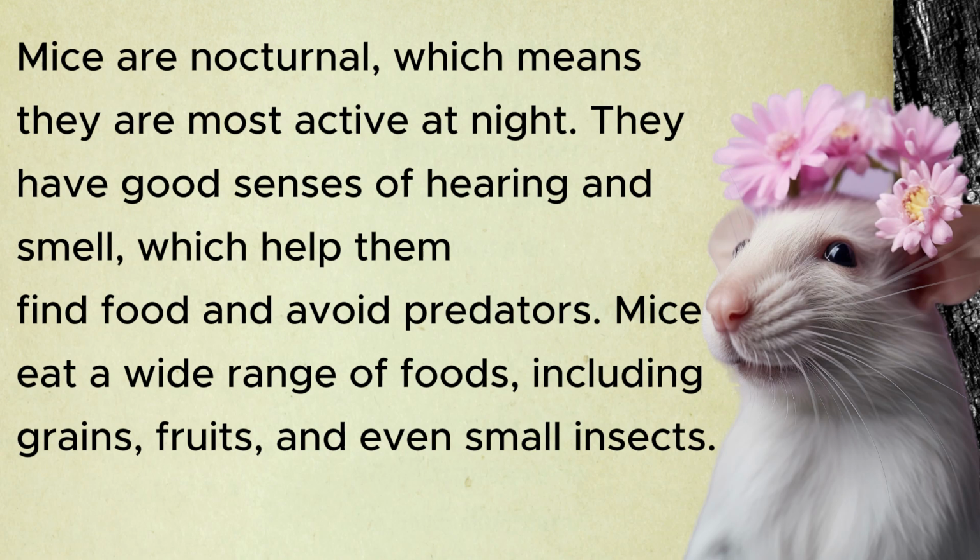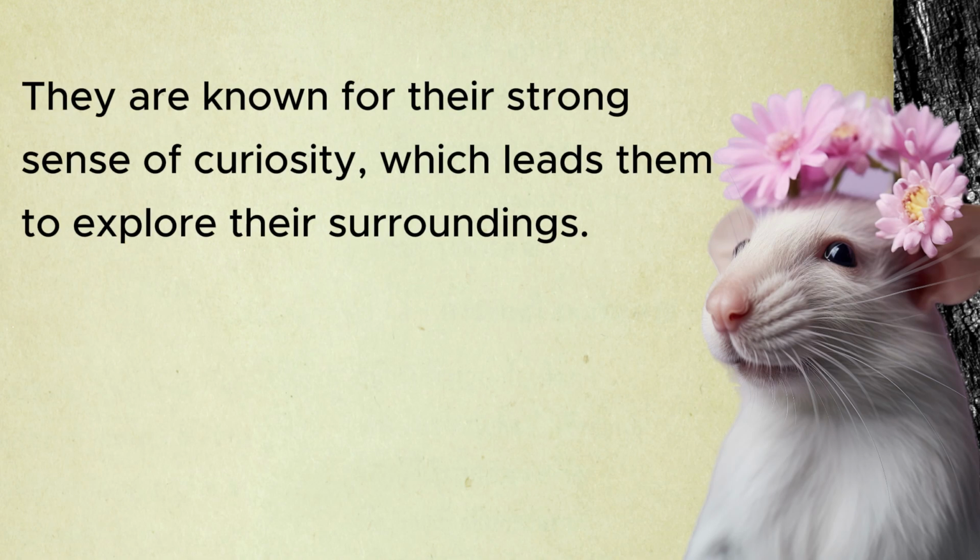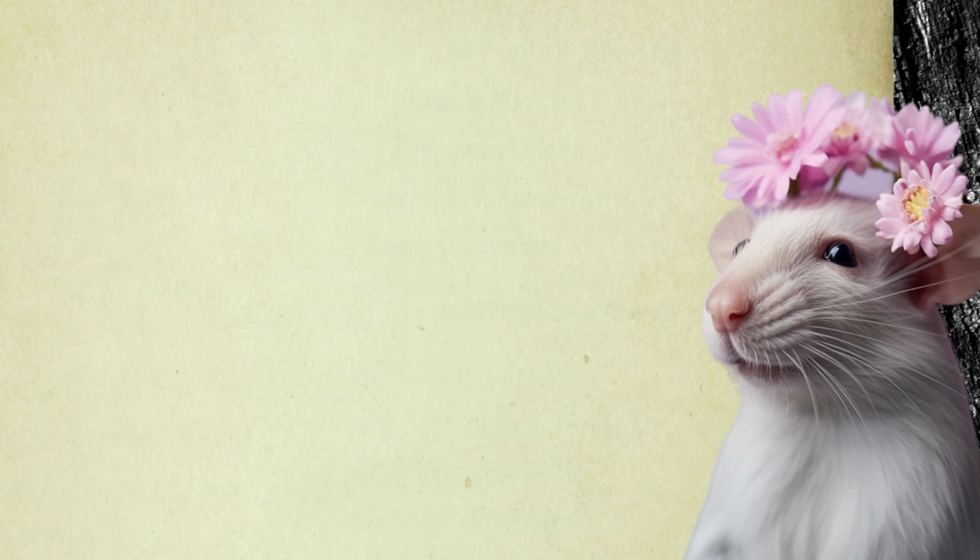Mice are nocturnal, which means they are most active at night. They have good senses of hearing and smell, which help them find food and avoid predators. Mice eat a wide range of foods, including grains, fruits, and even small insects. They are known for their strong sense of curiosity, which leads them to explore their surroundings.